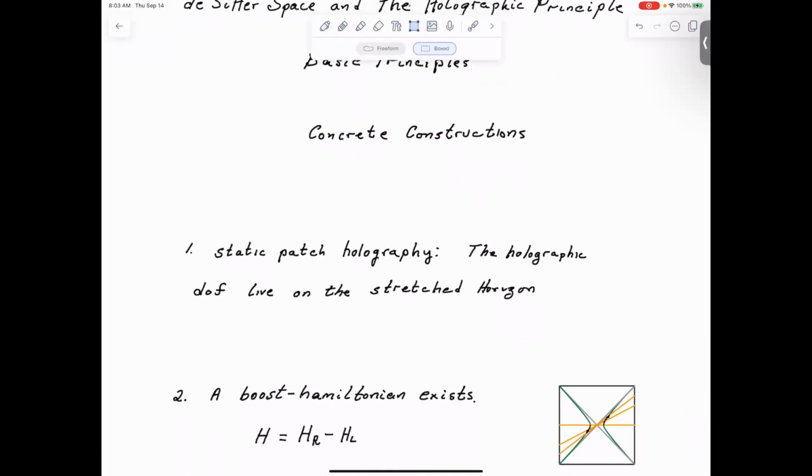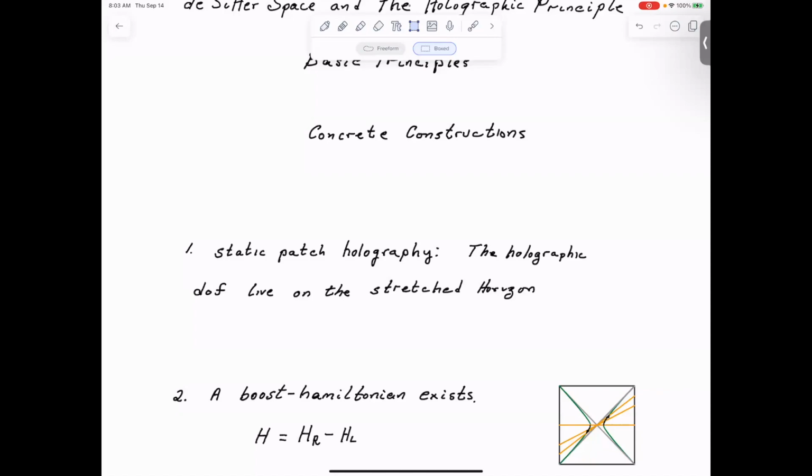Static patch holography is the framework for this talk. The holographic degrees of freedom, this is principle number one, to the extent that you can say that the holographic degrees of freedom live anywhere, I think it's appropriate to say that they live on a stretched horizon, a microscopic distance from the true horizon. So that will be principle number one.